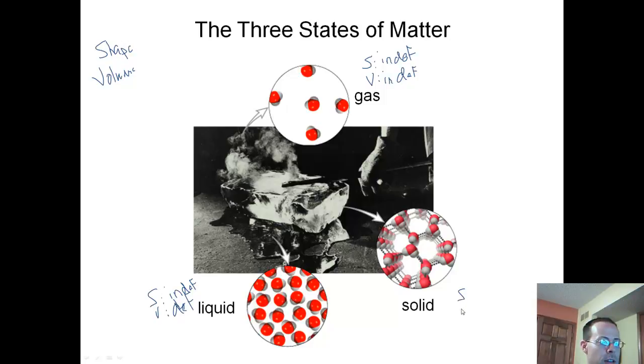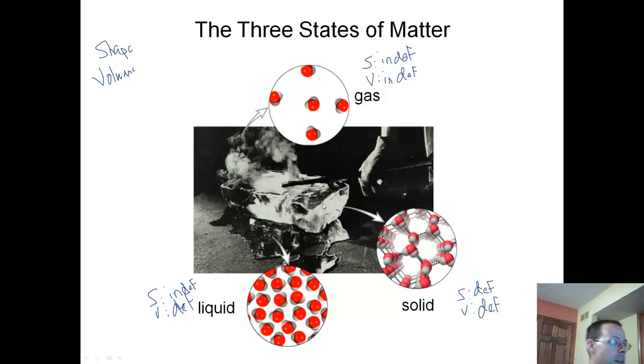In solids, because they're solid, they definitely have a definite shape. Their shape doesn't change unless you hit it with a hammer, but generally a solid has the same shape, and it also takes up the same volume because its shape is not changing, its volume is not changing either.